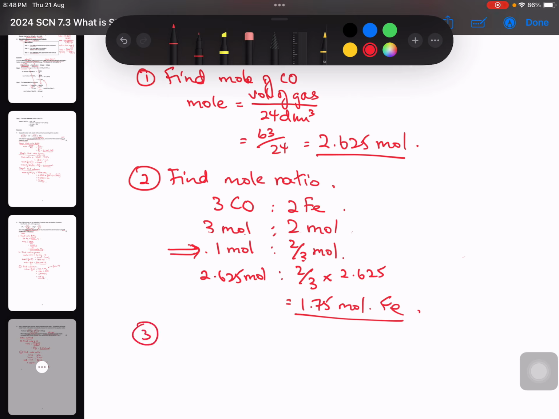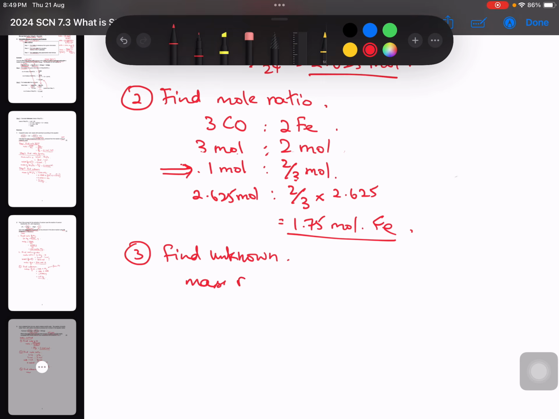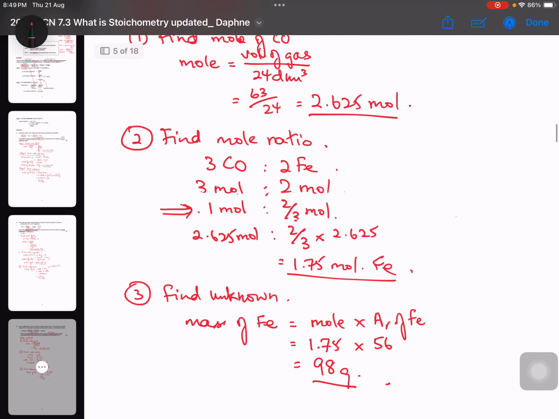And then number 3, same thing again, find unknown. Our unknown will be mass of iron, which is equals to mole times Ar of iron. So you have to go and find from periodic table. 1.75 times, periodic table will be 56. This will be 98 grams. Okay, it's quite difficult, very complicated, but there's a structure, there's a system. If you learn up the system, it should be fine. Okay, we'll stop here for now.